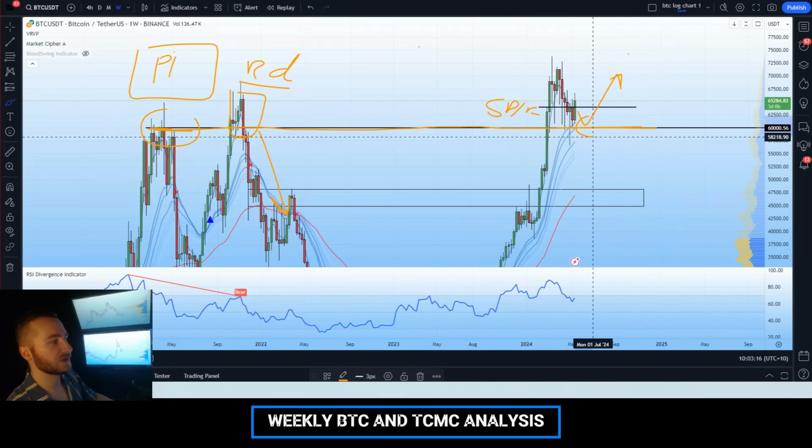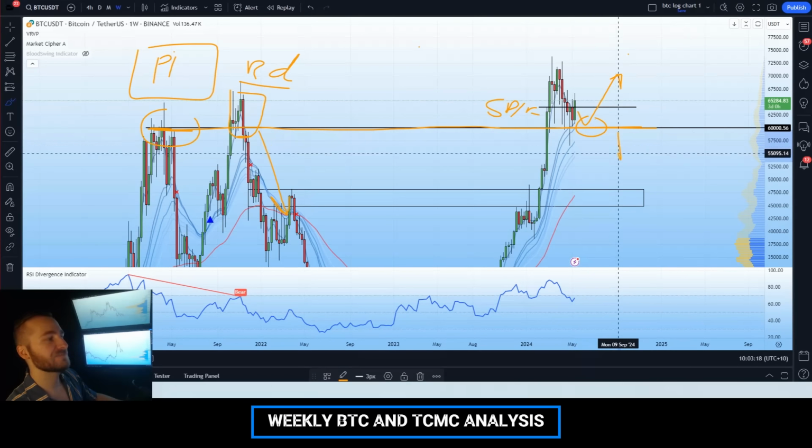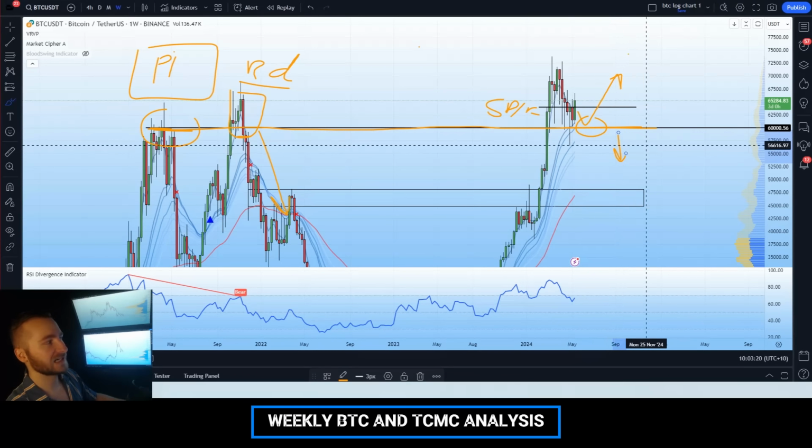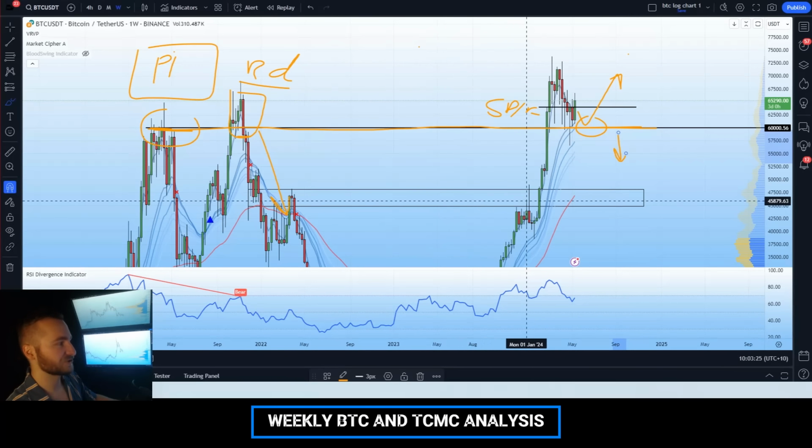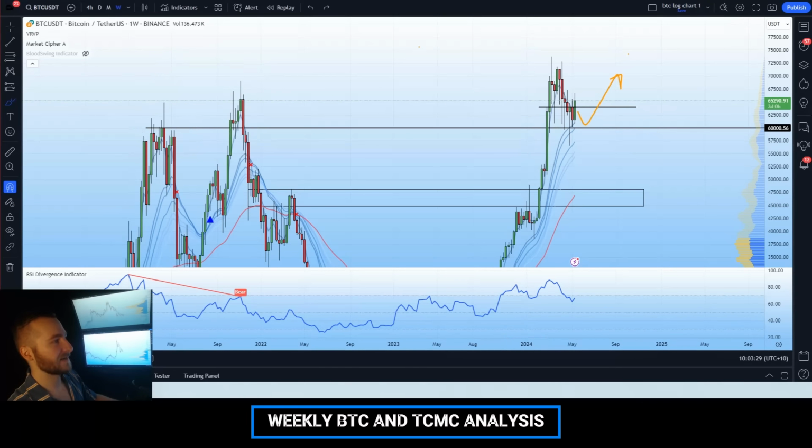Only if we break below this level on the weekly would we see a macro continuation downwards, which would likely break down and retest those pi cycle midline indicators on the weekly chart. Bearish stuff. Let's move over to, again, the total market cap real quickly.